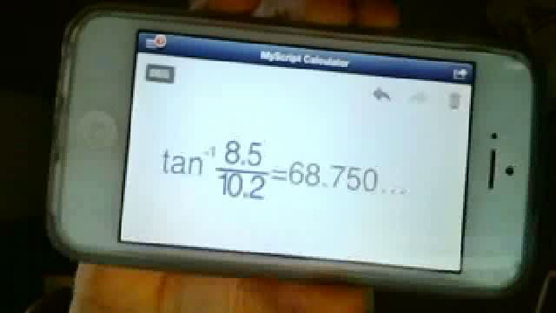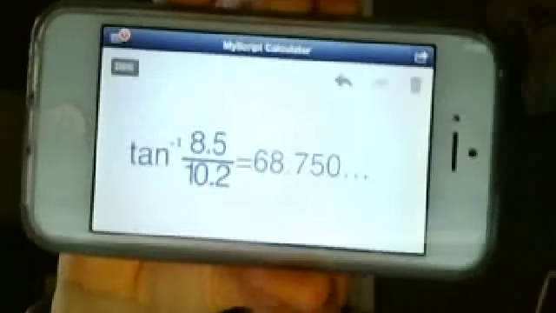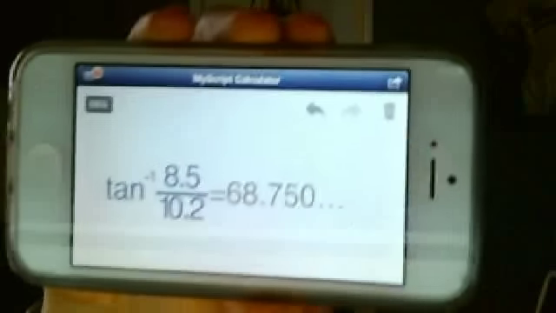Some of our alternative methods, people have been using the MyScript calculator, but as you can see, doing the inverse of tan, it actually is giving me the wrong answer. And I can't explain to you why, but I know that that's the wrong answer that we're looking for, so I was trying to find another option.